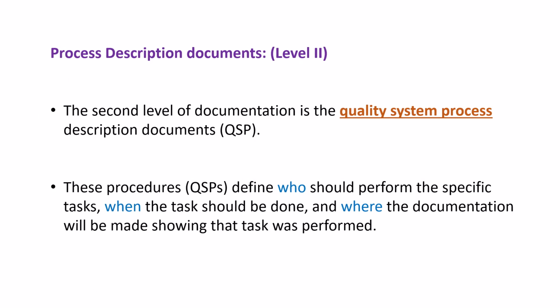Next is the level 2 process description document. This is the second level of the documentation, known as the quality system processes. These QSPs define who should perform the specific task, when the task should be done, and where the documentation will be made showing that the task was performed.